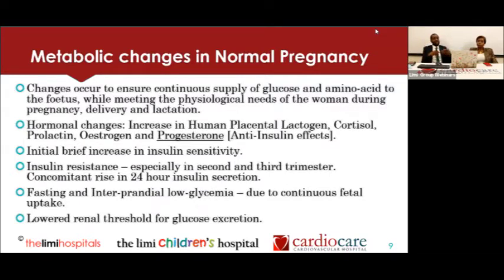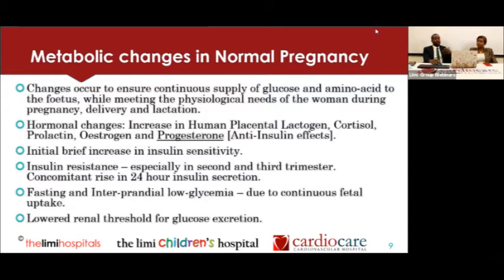And of course, there's also a lower renal threshold for glucose excretion in pregnancy. That's why you can easily see glycosuria in a pregnant woman without it necessarily meaning hyperglycemia. However, we know that if someone has persistent or severe glycosuria in pregnancy, it should prompt us to screen for hyperglycemia.